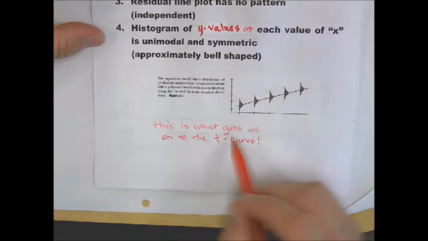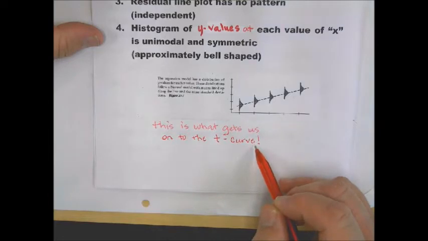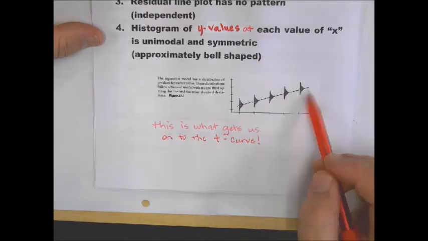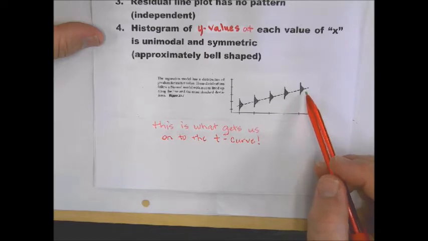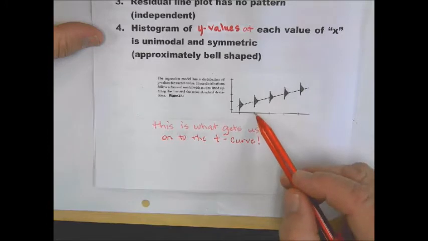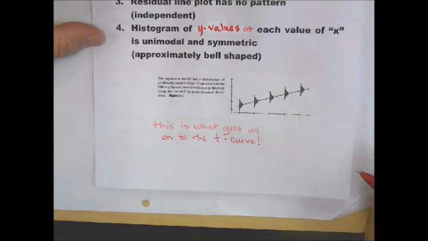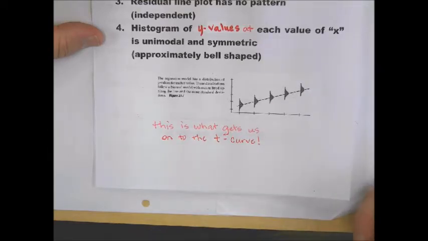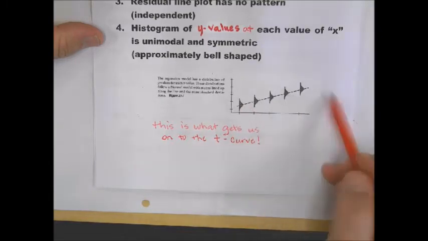And that's what gets us onto the t-curve. Remember, anytime you're on the t-curve, your data needs to be unimodal and approximately bell-shaped. So that's the condition that takes us from a sample model to a population model: the idea that every x has a distribution of y's that are unimodal and approximately symmetric. The sample we used only examines one of those y's within the distribution.